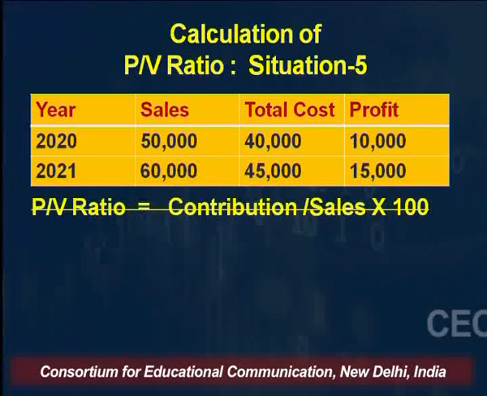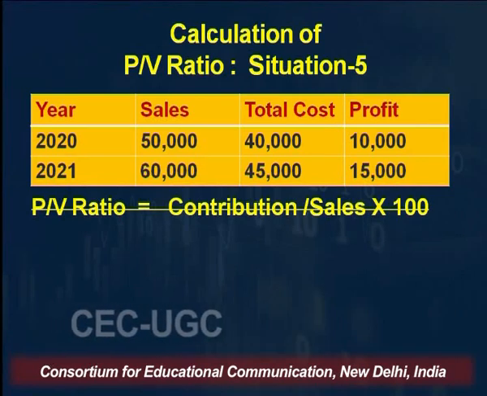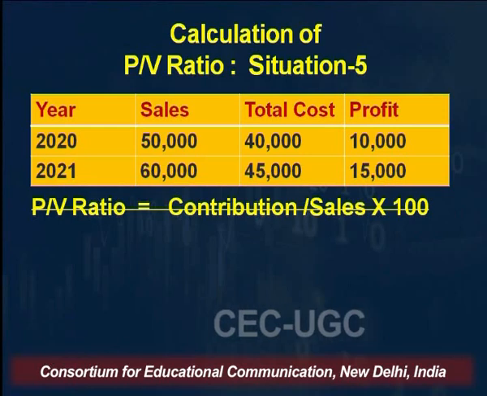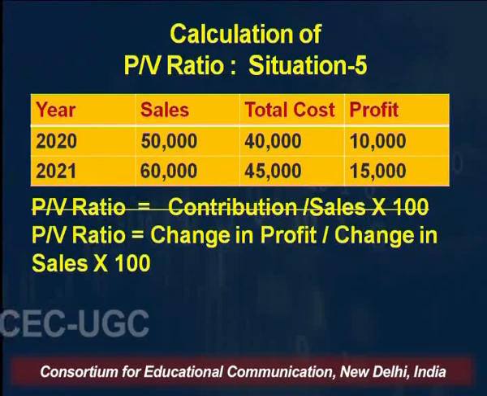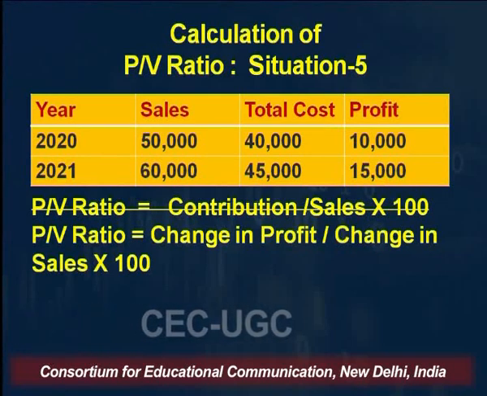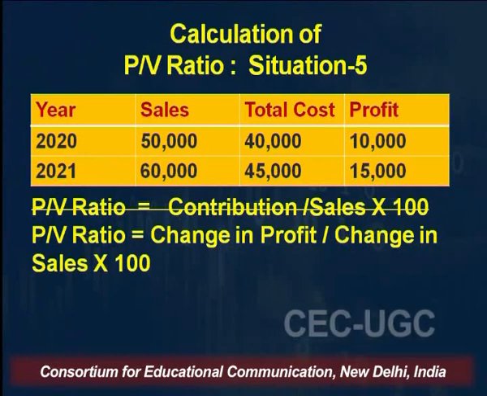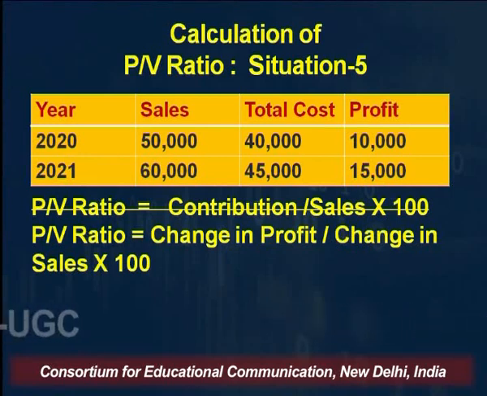Very simple. Your formula of contribution divided by sales into 100 becomes redundant here. I cannot apply this formula. So I'll have to go for the second formula, change in profit upon change in sales into 100. My dear students, mind here, I'm not saying increase in profit divided by increase in sales. I'm saying change in profit divided by change in sales, and change can be increase or decrease both.